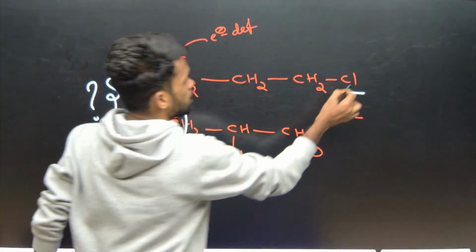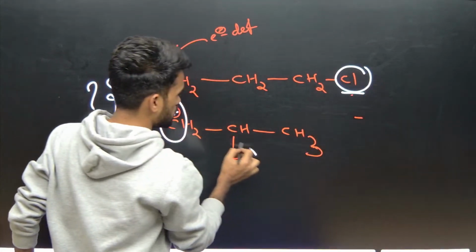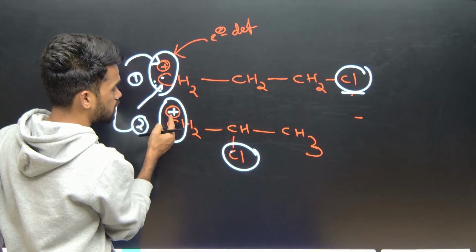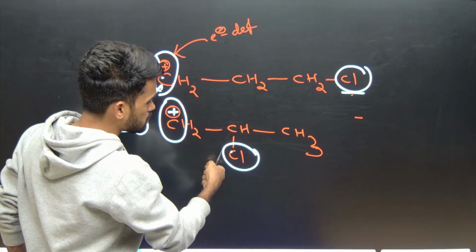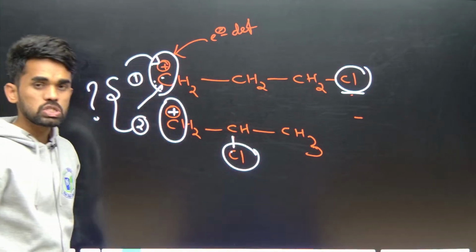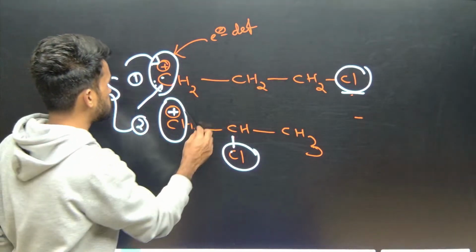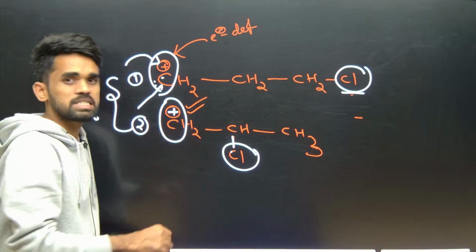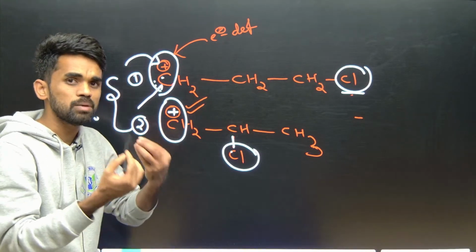See here, the chlorine atom is electronegative. If these chlorine atoms are closer to the carbon with positive charge, they will drag the electrons from the positively charged carbon towards the more electronegative chlorine atom. So what is happening here? The deficiency on this carbon is increasing. If it is more deficient, it is more destabilized. If it is more destabilized, its system becomes unstable.